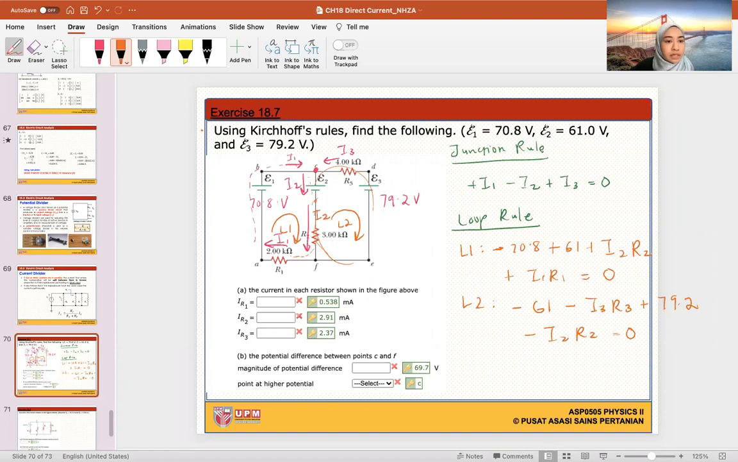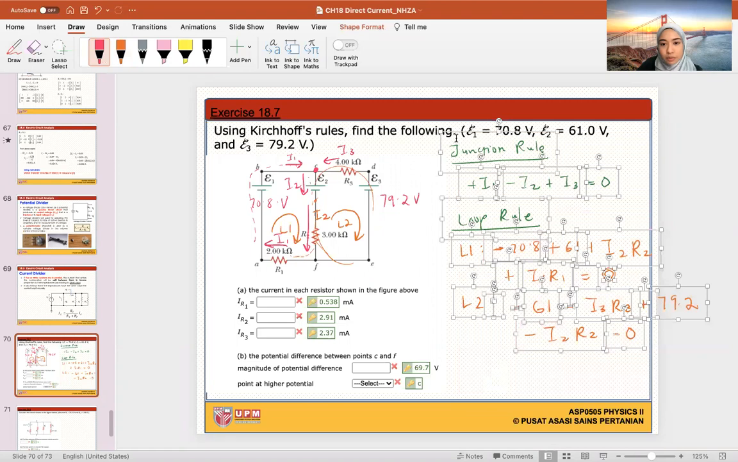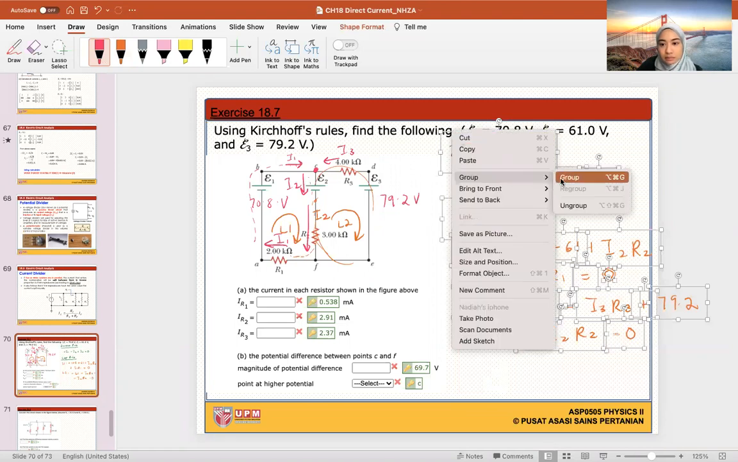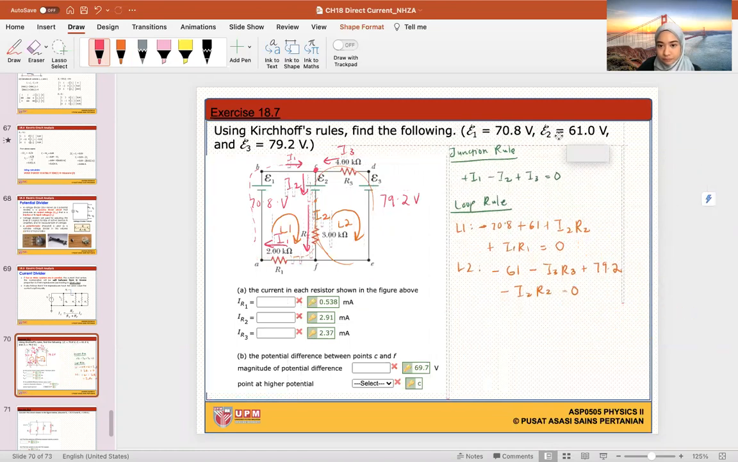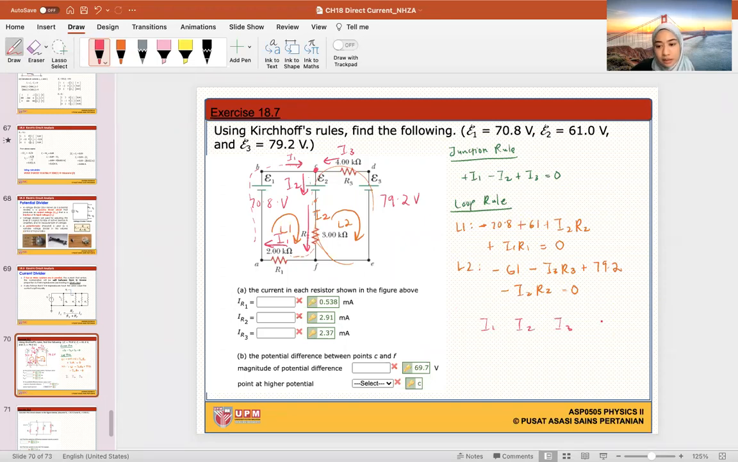So if I were to rearrange it into a matrix, you can use your calculator, or you can also use a manual way to calculate, as long as you get the right answer. Okay, so now let's rearrange it into a matrix form. Matrix form I1, I2, I3, and V on the other side. So this is my matrix.